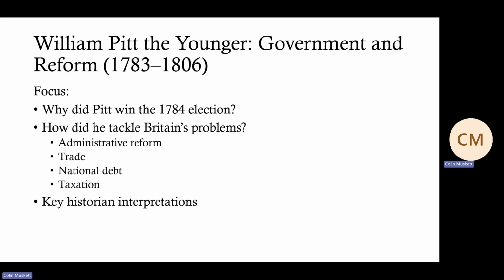But he also went about trying to reform government. I guess if he was around today, we would say he was doing something similar to what's happening in America at the moment with DOGE, the Department of Government Efficiency. You know, tackling government waste, tackling government red tape and corruption. And we'll have a look at some interpretations around that as well.